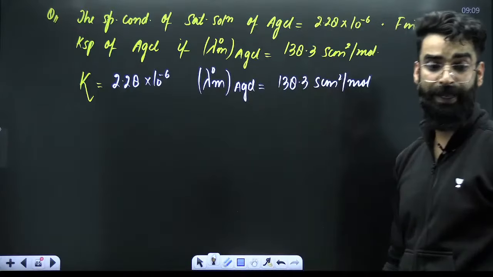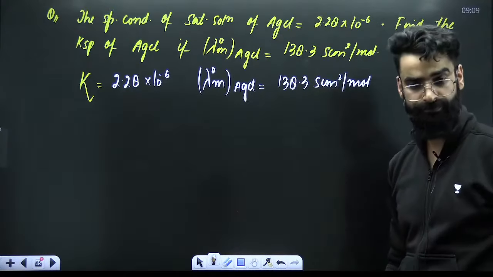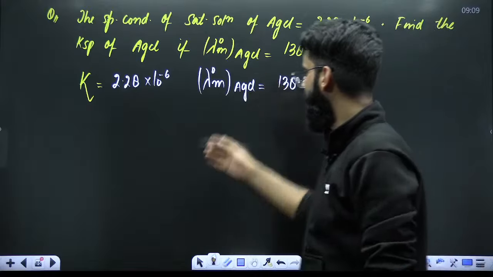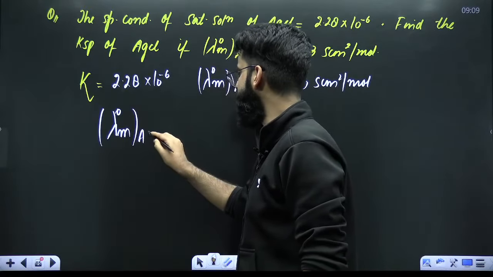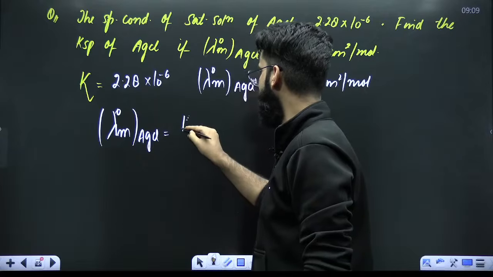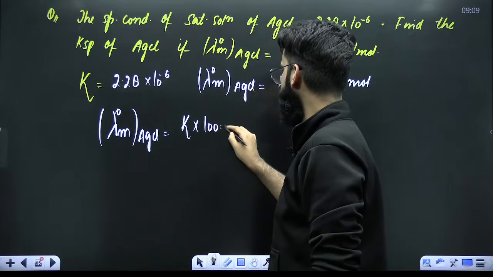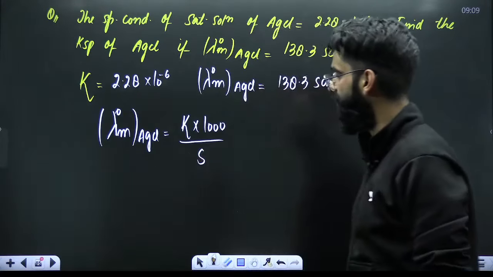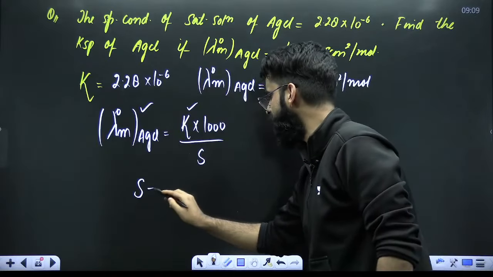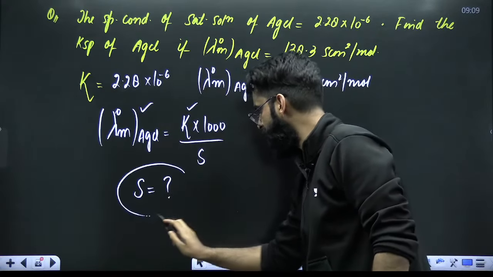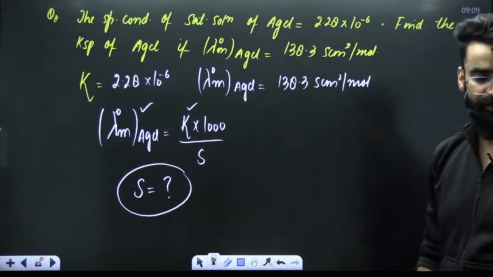What am I supposed to calculate? KSP. I told you in order to get the KSP, we have to get the S value. How do we get the S? Two minutes back only I gave you a relation: molar conductivity at infinite dilution of this AgCl can be written as kappa multiplied by 1000 divided by solubility. Perfect. These values are given to me, so from here you can easily calculate the solubility of AgCl.